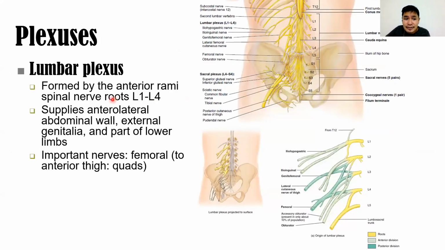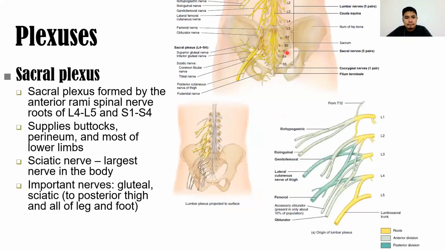Lumbar plexus formed by the anterior rami of spinal nerve roots L1 to L4. It supplies the anterolateral abdominal wall, the external genitalia, and part of your lower limbs. Important nerves: femoral to the anterior thighs, your quads. So we have here the anterior and posterior divisions, and then the different nerves. So this is the lumbar plexus, L1 to L4.